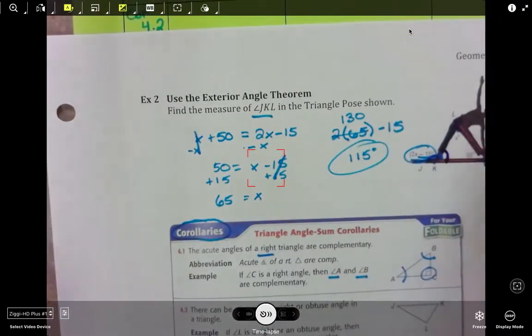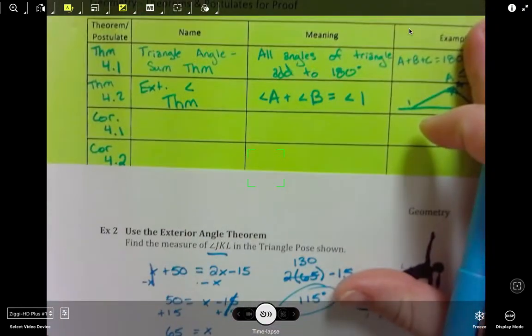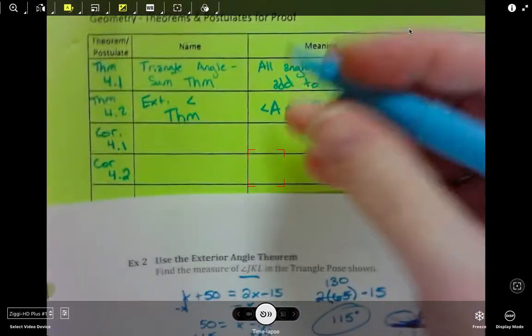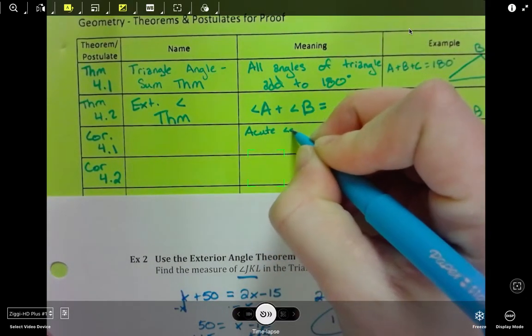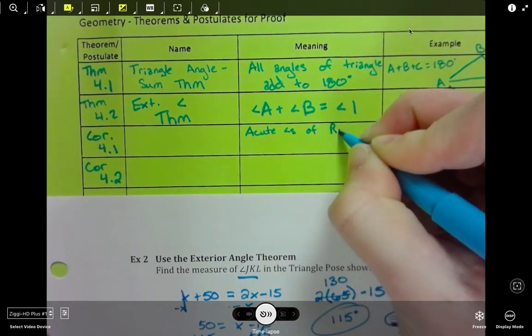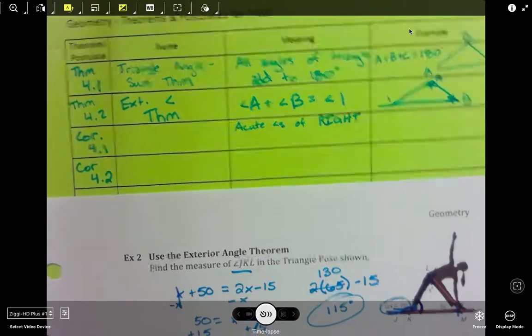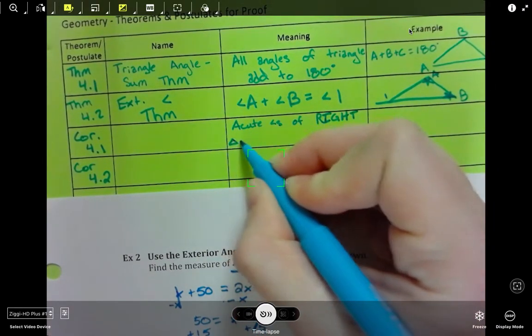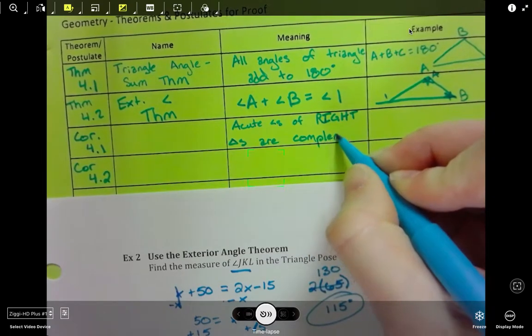So let's write this in here. This one doesn't have a name. Corollaries don't usually have names, so I won't put a name there. But for meaning, I'll put: acute angles of right triangles are complementary.